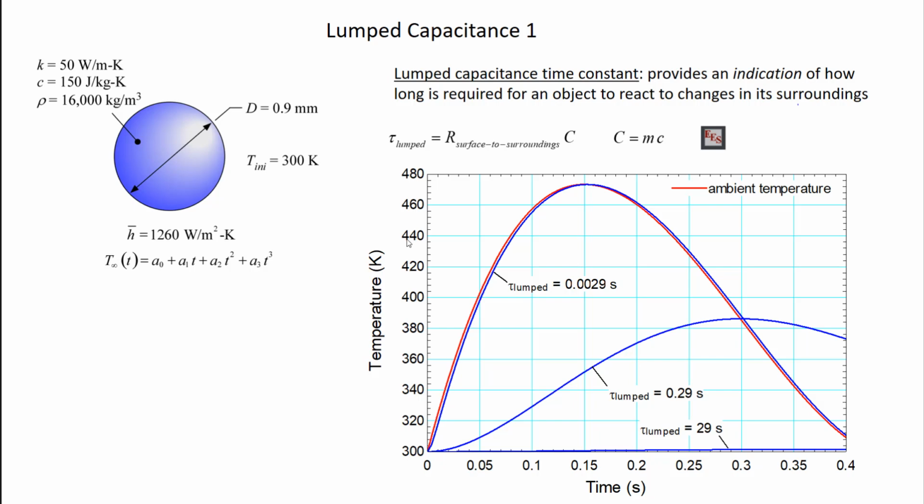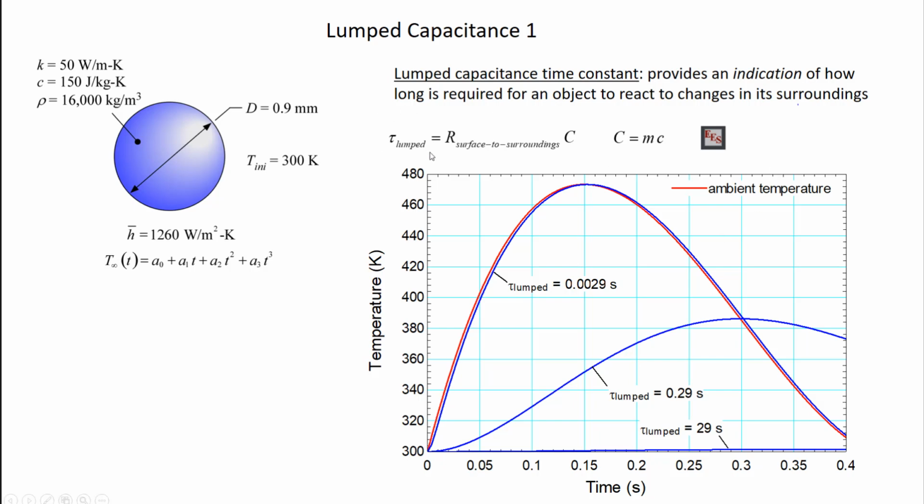But before I even solve the problem, I'd really like to have some kind of a physical understanding of how long it is going to take my object to respond to changes in its surroundings. If I can figure that out approximately, then a lot of times I can look at that number, that time constant, and decide whether it's even worth solving the problem or not.